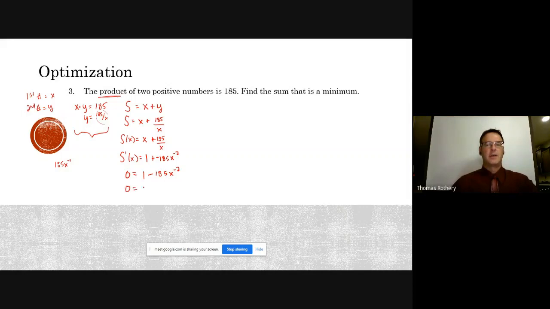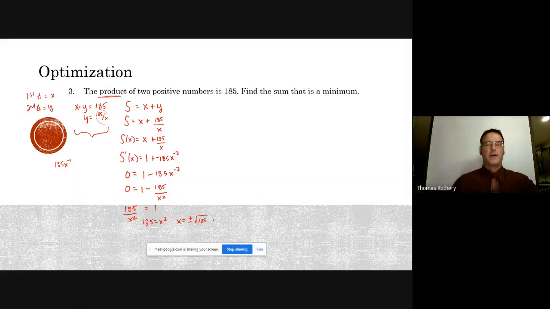Let me put the x squared on the bottom, and then add this over. And if I multiply both sides by x squared, I get this. And then x is equal to plus or minus the square root of 185.